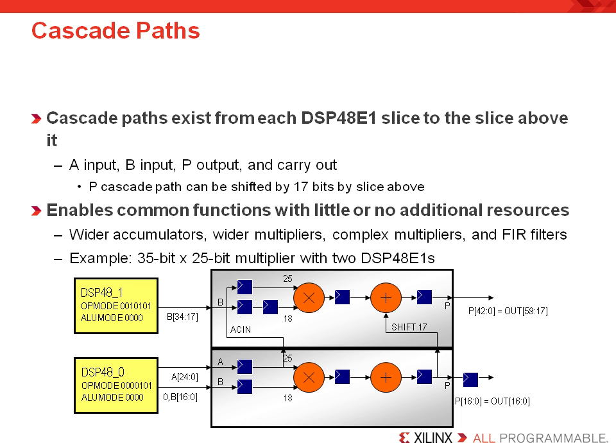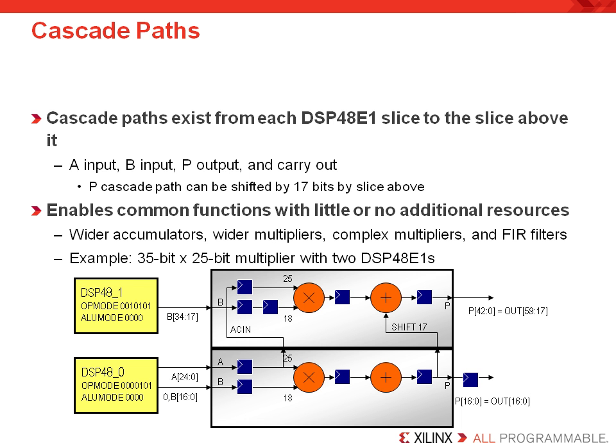The DSP slice also contains dedicated cascade paths that pass input and output data from each DSP slice to the slice above it in the same column. Cascade paths are available on the A and the B inputs, the product output, and the carry out from the ALU. The product output can optionally be shifted by 17 bits. These dedicated cascade paths enable wide functions and filters to be built using multiple DSP slices without negatively impacting performance.